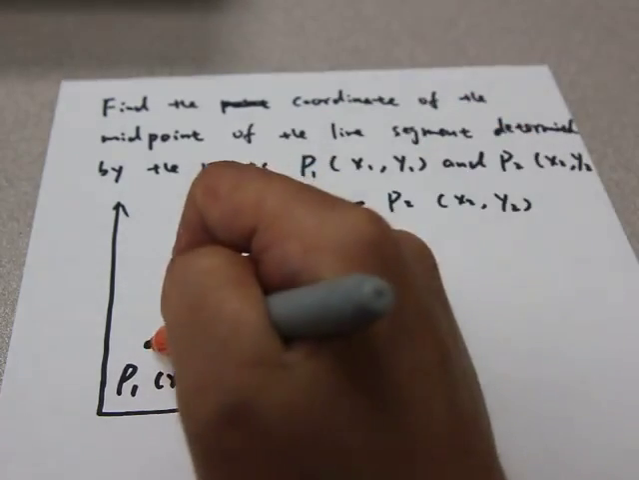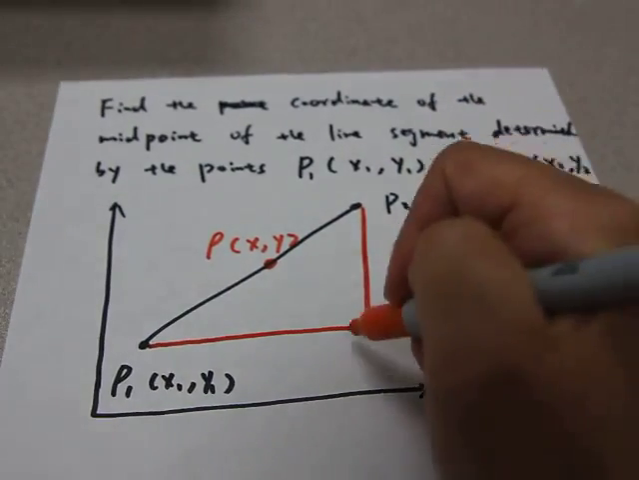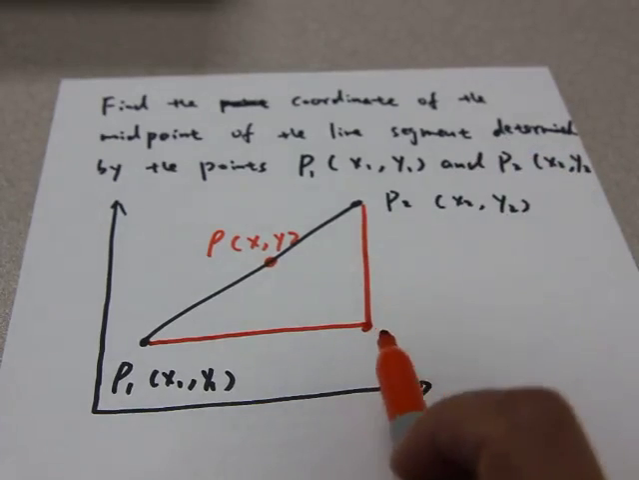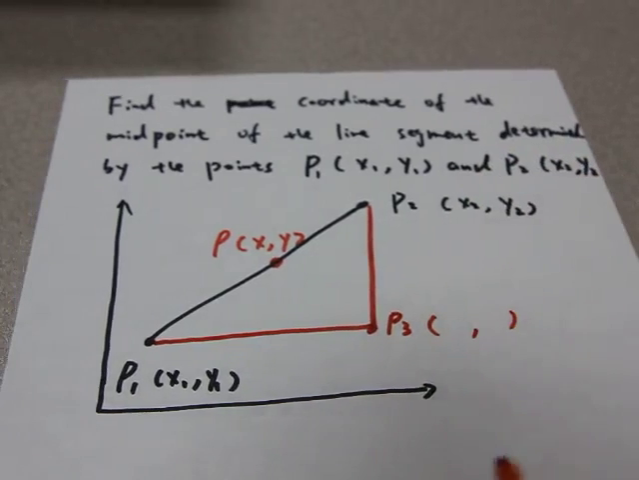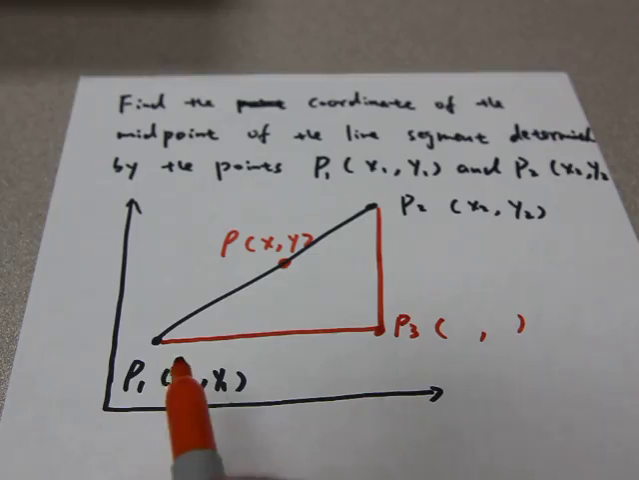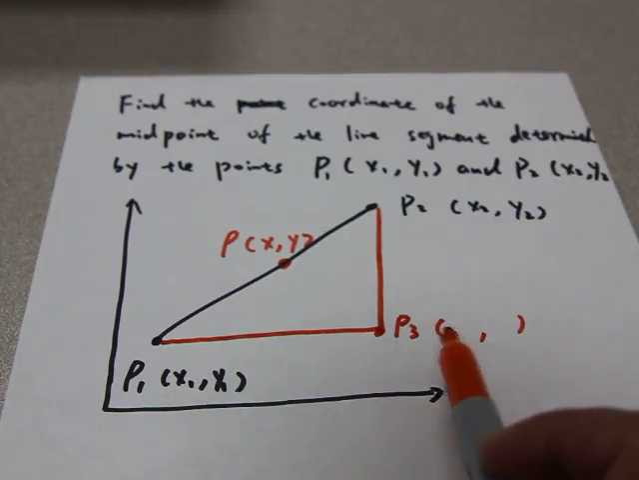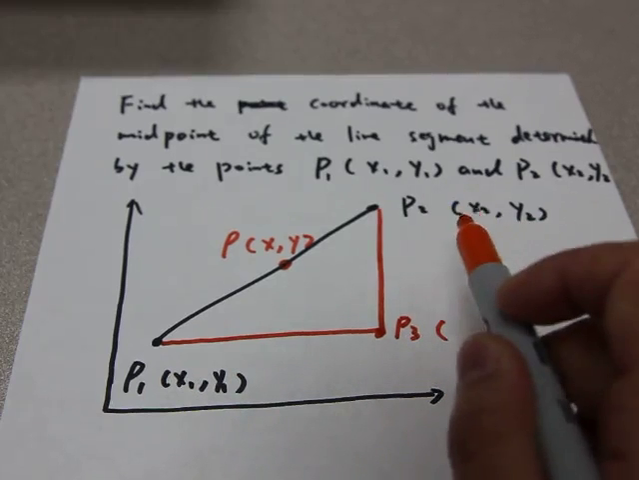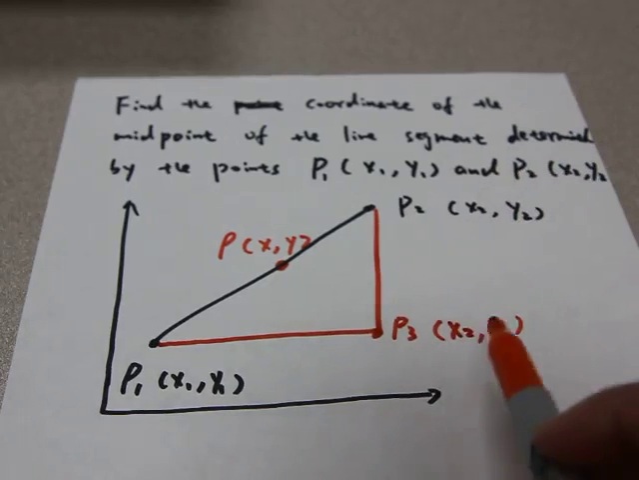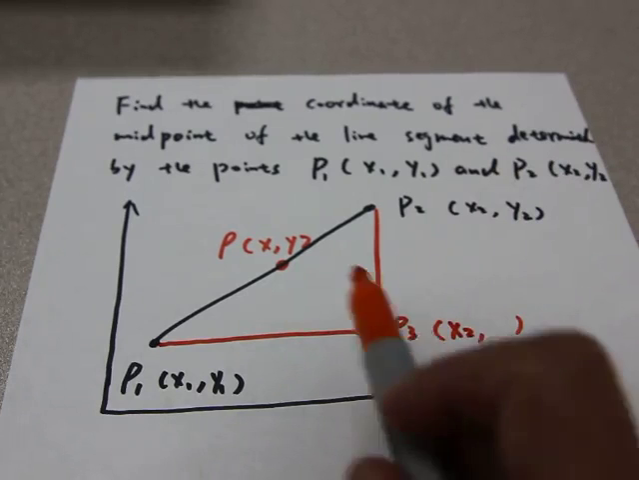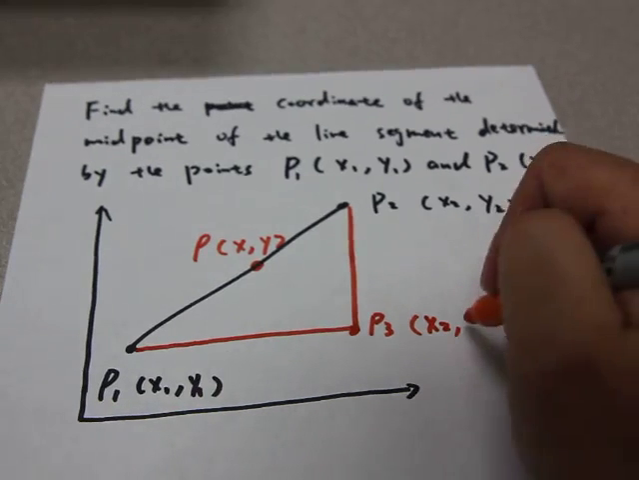So first, we construct this right triangle, and we can generate the point P3. We can determine the coordinate of P3 using P1 and P2. So the x-coordinate of P3 is the same as the x-coordinate of P2, which is x2. And the y-coordinate of P3 is the same as the y-coordinate of point P1, which is y1.